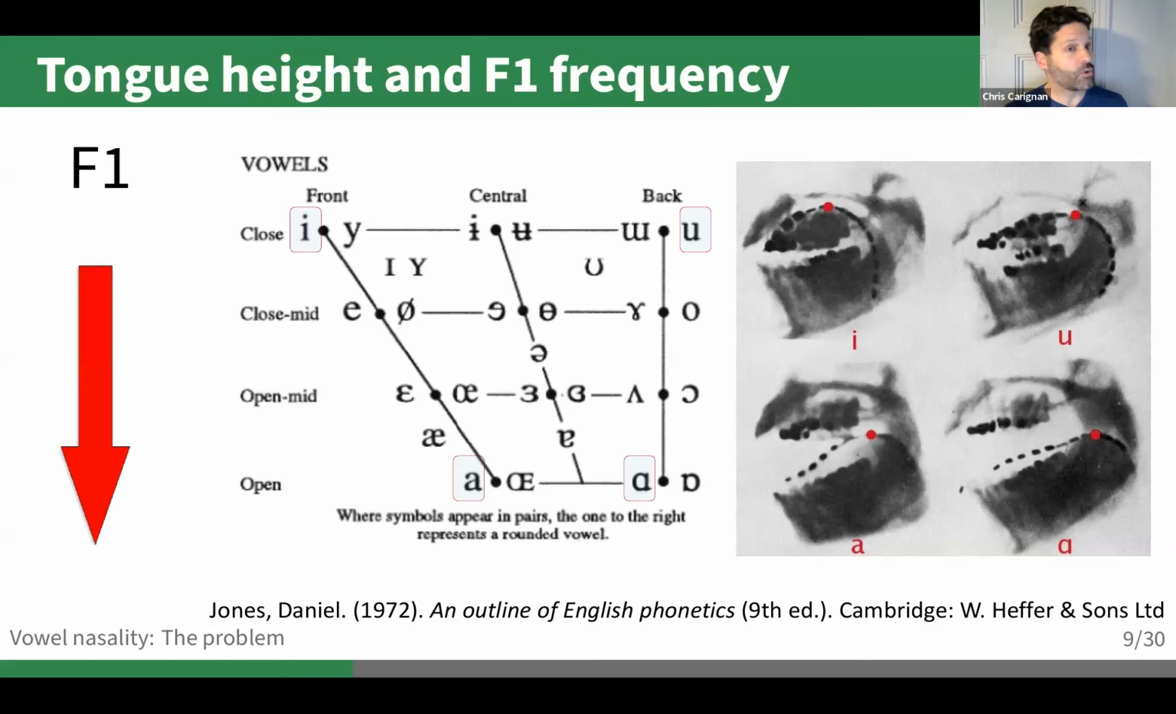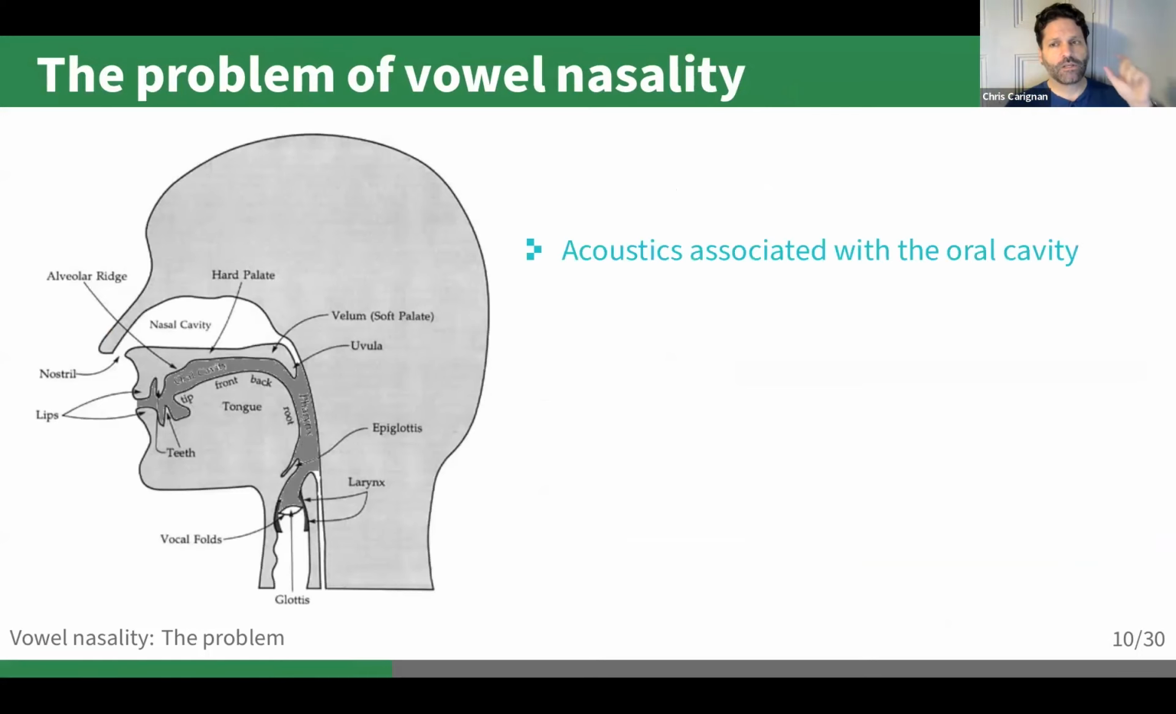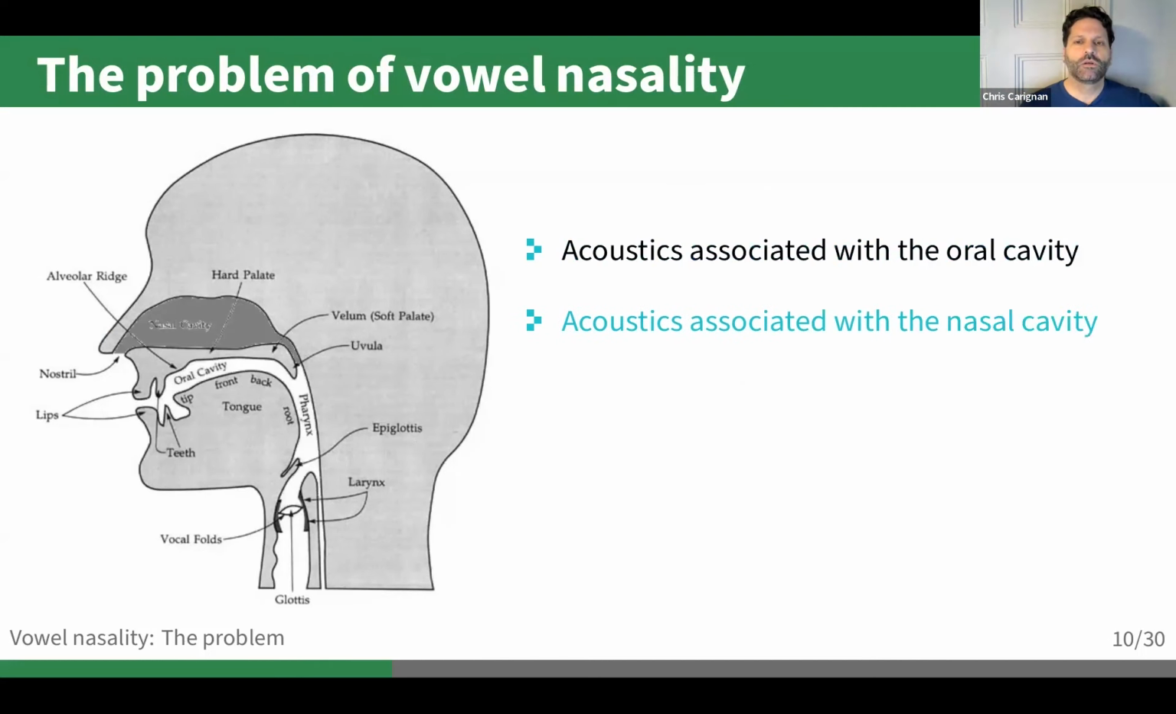And this is what we normally think of when we talk about changes in F1. Oh, there must be a change in tongue configuration. So vowel nasality provides a really unique problem. There are acoustics associated with the oral cavity that we think we somewhat know well. However, there are acoustics associated with the nasal cavity as well.